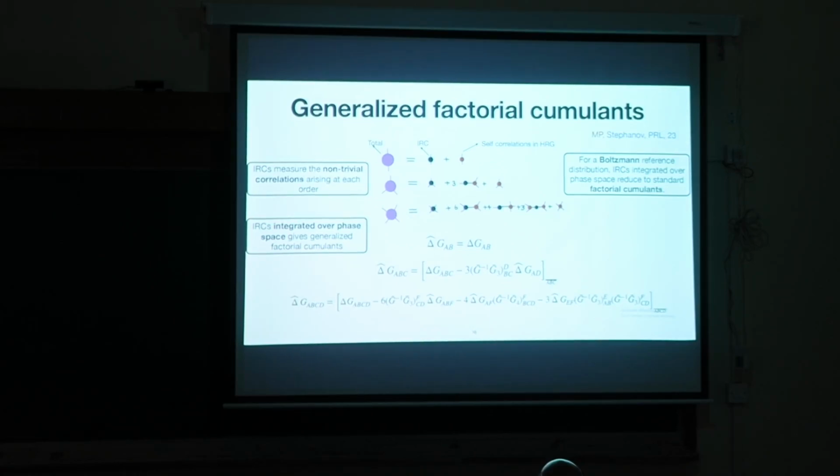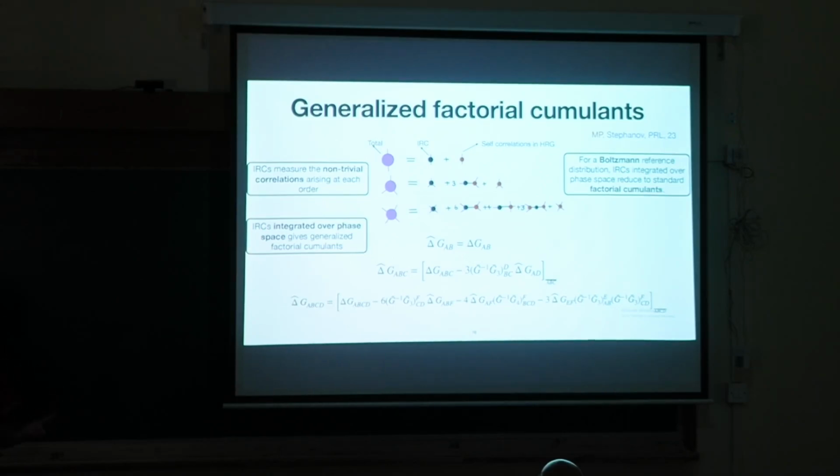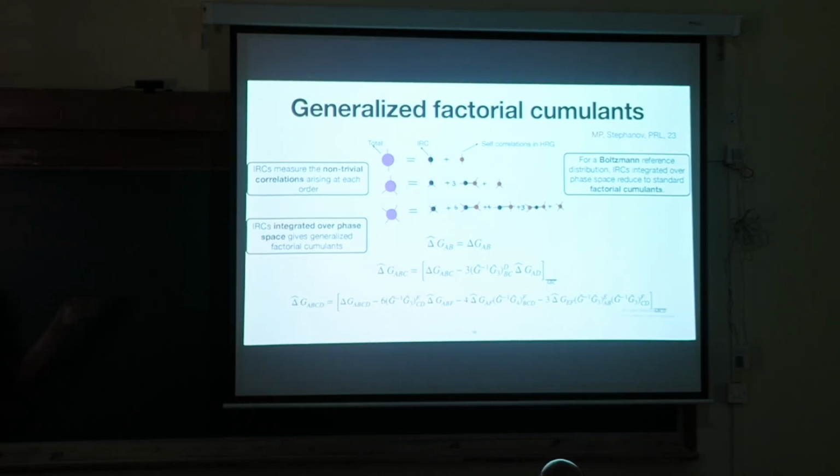So what these irreducible relative cumulants give us is the non-trivial correlations that arise at each order. If you integrate these over the phase space of the particles produced at freeze-out, what you get is the generalized factorial cumulant. Why do I call it generalized? Because, as we mentioned earlier, factorial cumulants subtract the trivial correlations in the Boltzmann gas. This gives you the non-trivial correlation with respect to any reference distribution function. Even if you have a Fermi gas, for example, there are some non-trivial correlations due to the quantum statistics, and this allows you to subtract that. And that's not just for a quantum gas, Fermi-Dirac or Bose-Einstein. You give any reference distribution, and you can find the non-trivial correlations at that order.